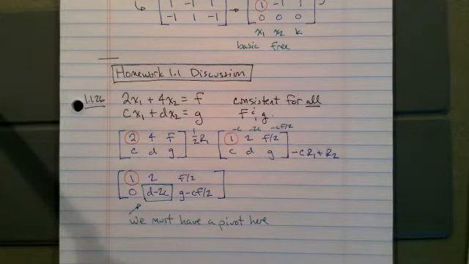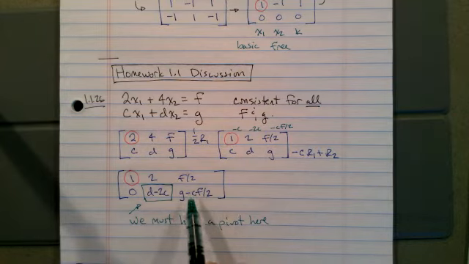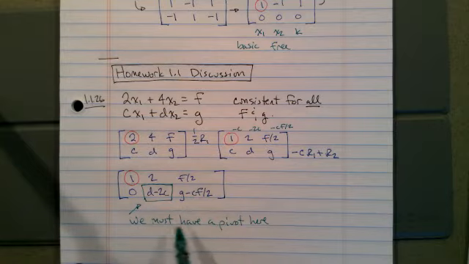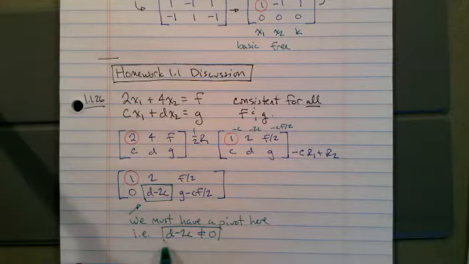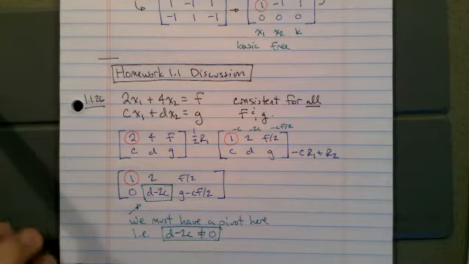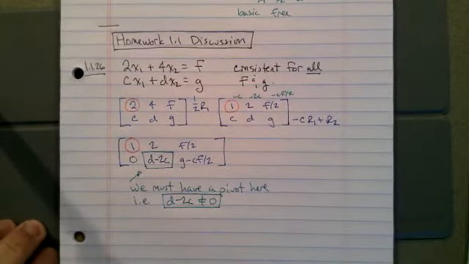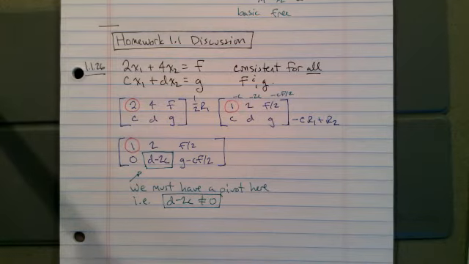Otherwise, if d minus 2c is equal to 0, then that leaves open the possibility that there's a pivot in the rightmost column. So we must have a pivot here. That is, d minus 2c cannot equal 0. Otherwise, if d minus 2c is equal to 0, then we might have a pivot in the rightmost column of the augmented matrix, and therefore the linear system would be inconsistent.